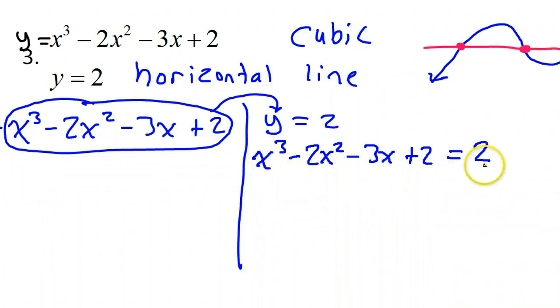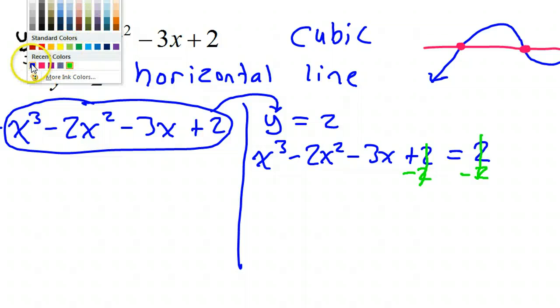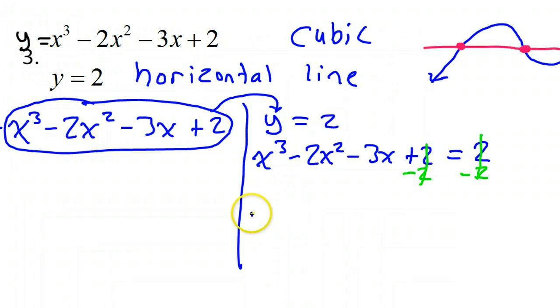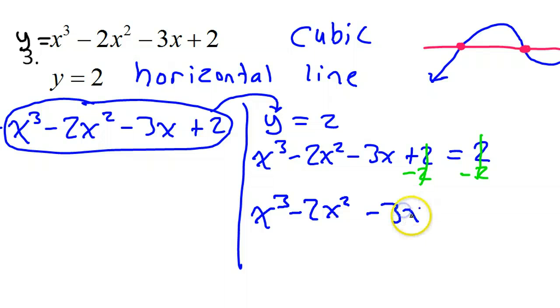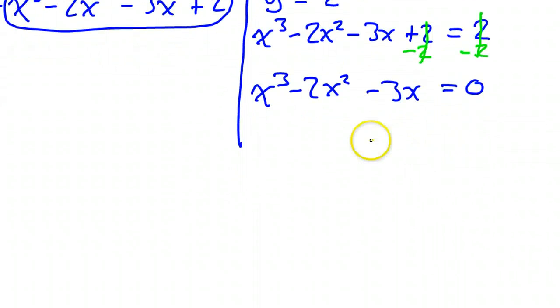So to solve this, we need to get 0 over here. So let's definitely subtract 2 from both sides. But you'll notice that both of these 2's wind up canceling each other out. Okay, so that's going to give us x to the third power minus 2x squared minus 3x equals 0. Alright, so let's go ahead and just try to factor this and see how far we get.